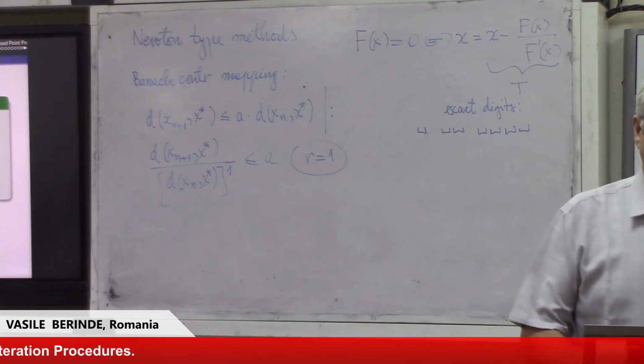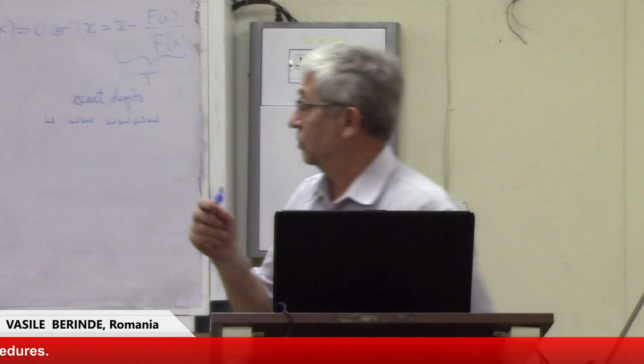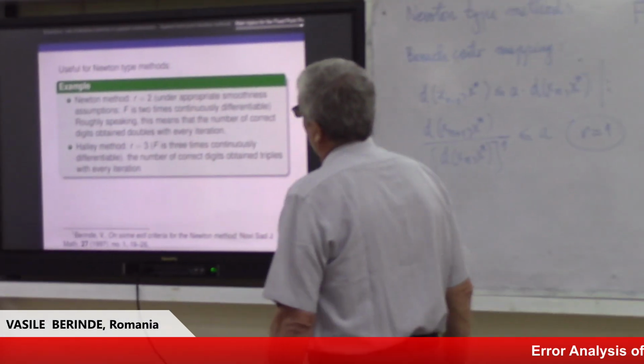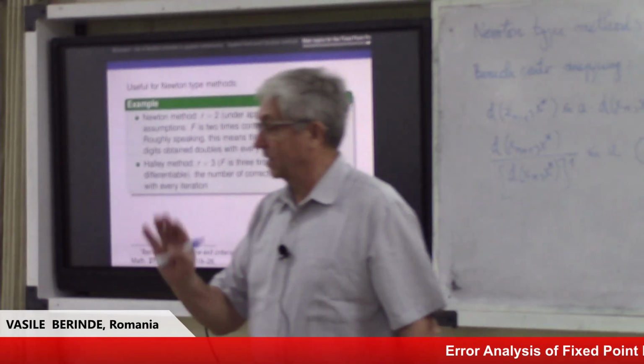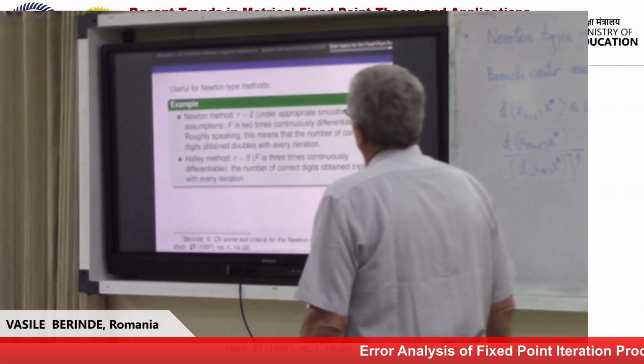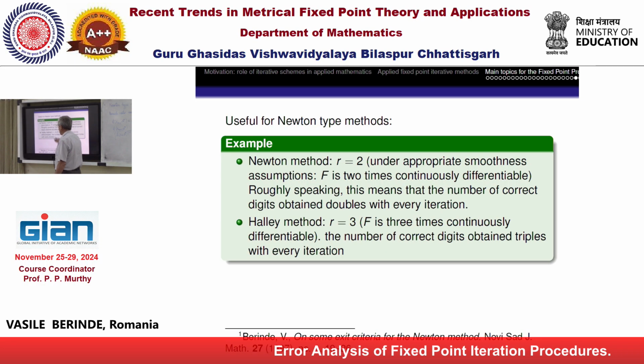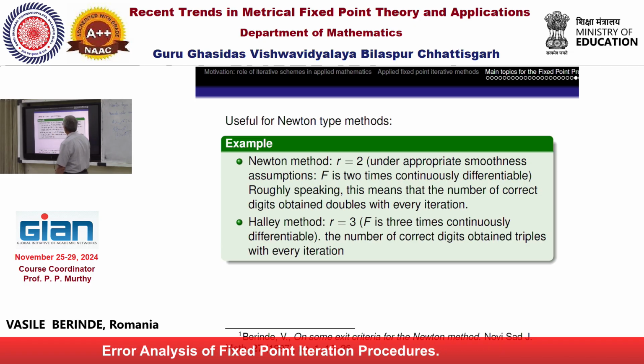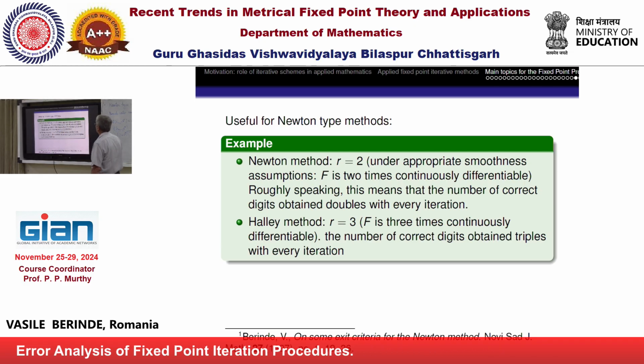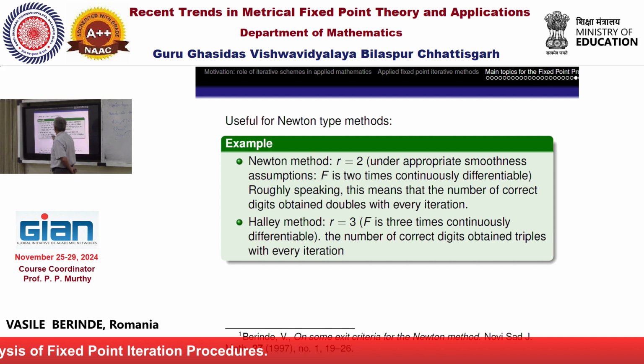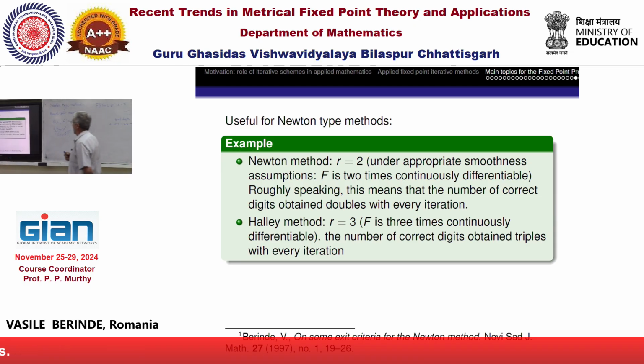We have in Romania a strong school on numerical analysis, which is 100 years old, and there are many researchers here. This is another method, Halley method. It assumes that f is 3 times continuously differentiable, and then the rate of convergence in the sense of this concept will be 3, and so on.